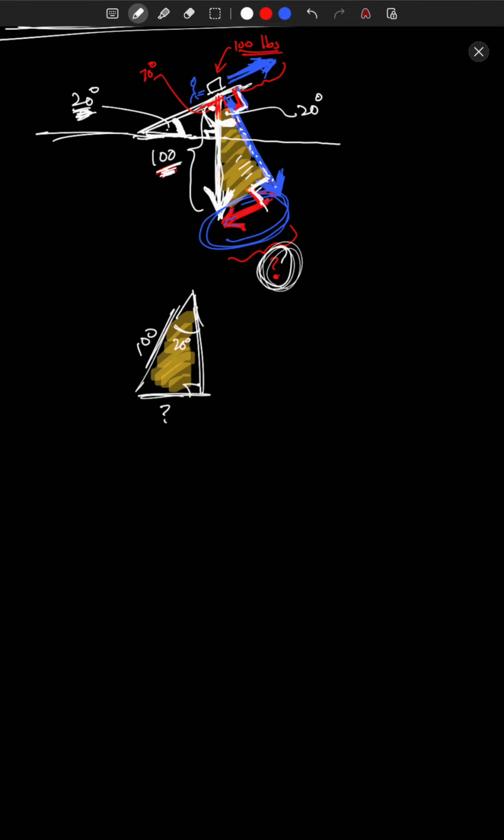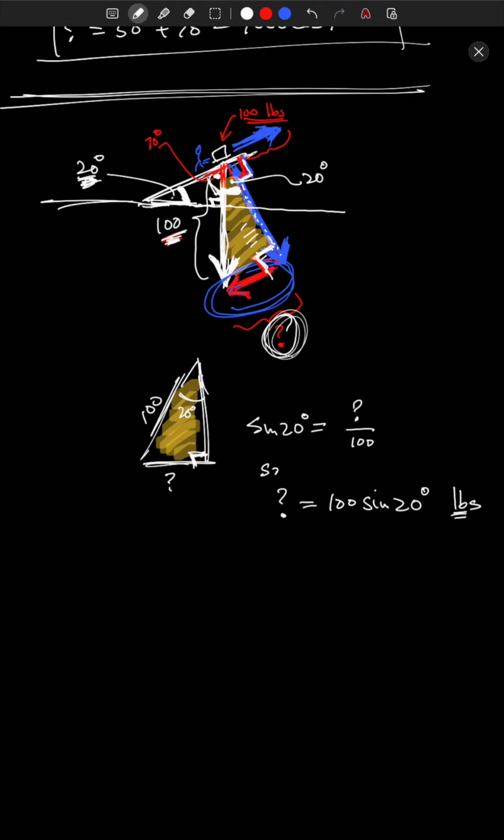And so we don't even have to use the law of cosines or anything like that. We know that opposite over hypotenuse is the sine. So sine of 20 degrees. And again, we're only allowed to do this because we know this is a right triangle, right? So sine of 20 degrees is equal to question mark over 100. And so question mark is equal to 100 sine 20 degrees. All right. And if we want to use units, our answer would be 100 sine 20 degrees pounds. Right? That's how much force we have to resist in order to prevent this object from sliding downhill.